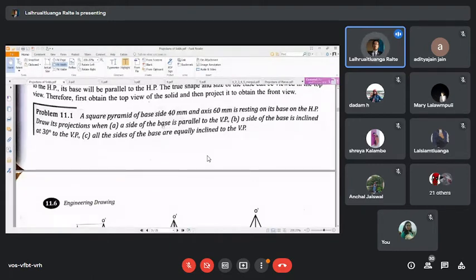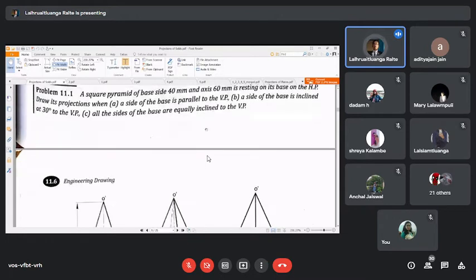All right. So a square pyramid is going to have a square base, obviously, and as it is a pyramid, it is going to have a tip, and that tip is going to be at a height of the axis, 60 mm. So here we have it, 60 mm above the horizontal plane, or let's say 60 mm from the base is where the tip is going to be located. So now let's see the drawing.